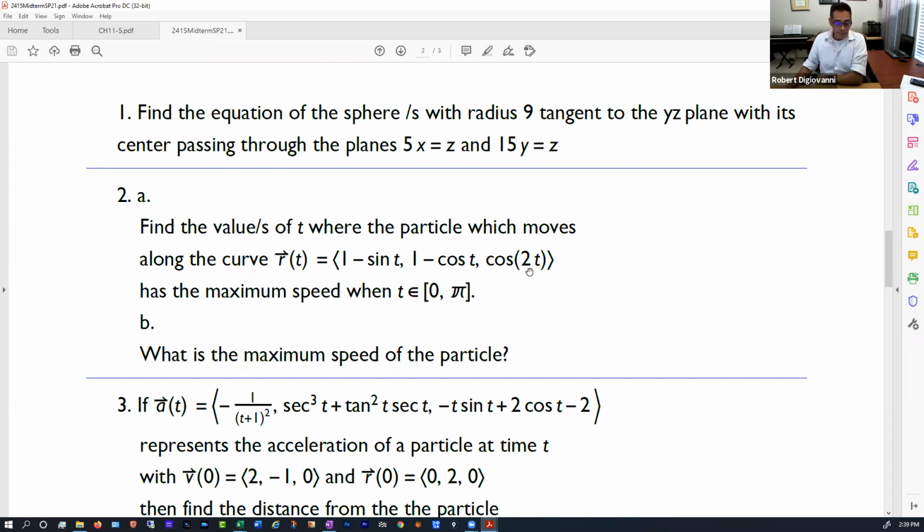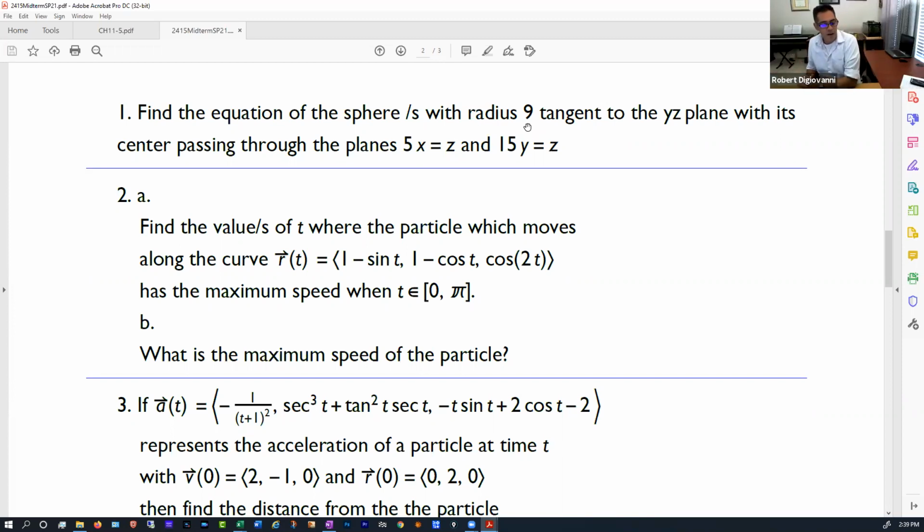So the first one is one of the more challenging ones. Find the equation of a sphere with radius 9. Wait a minute, hold on. The equation of a sphere, and I already give you the radius? So all you really need is what? The center. So I'm just asking you to find me the center of this sphere.